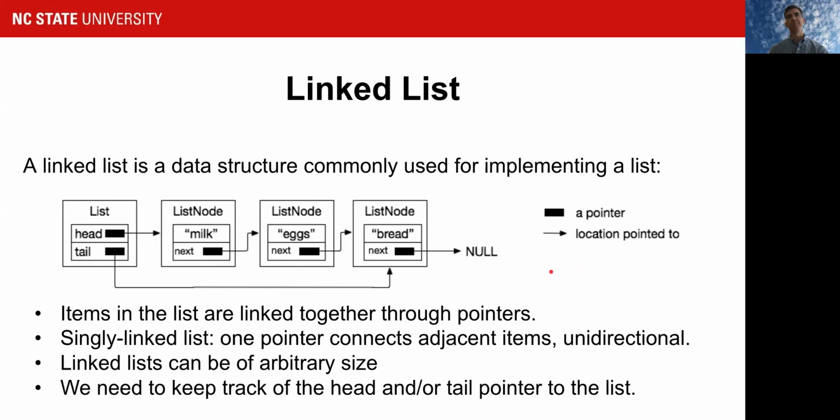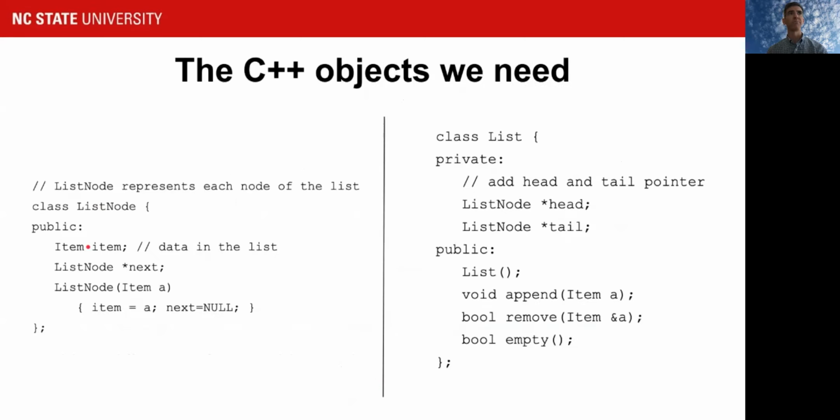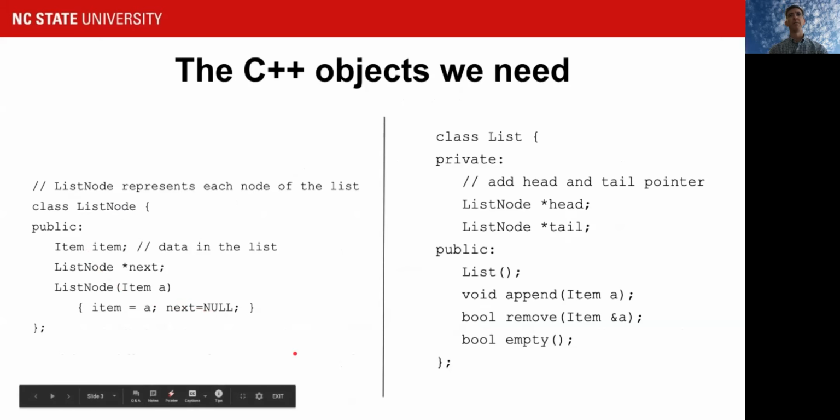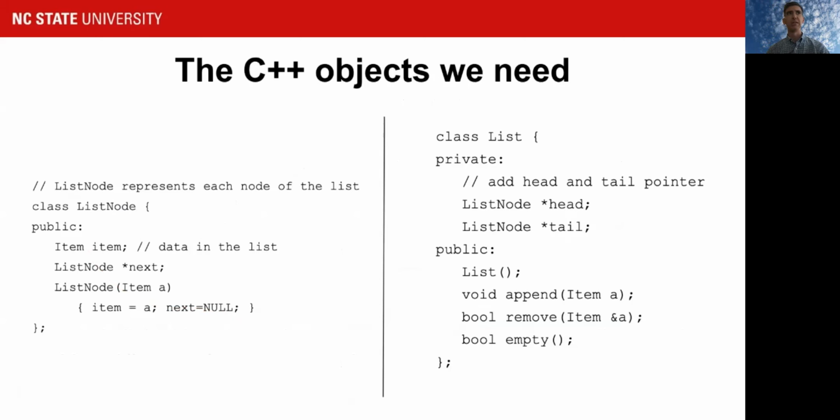Then it's critical that I know where the list begins, so I always need to keep track of the head of the list. An easy thing to do there is to make an object that holds the head of the list. In this case, our list object is going to hold the head of all these nodes that get linked together. And for convenience, we can also remember the tail, just to make some operations a little more efficient. Okay, so the classes we need in C++ to make a list like this, we need a list node.